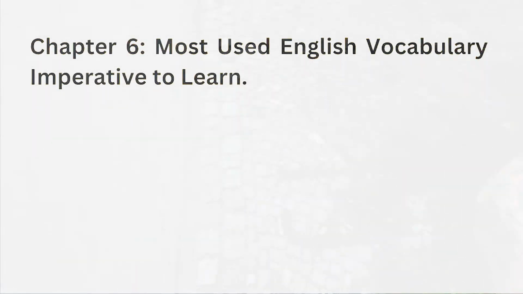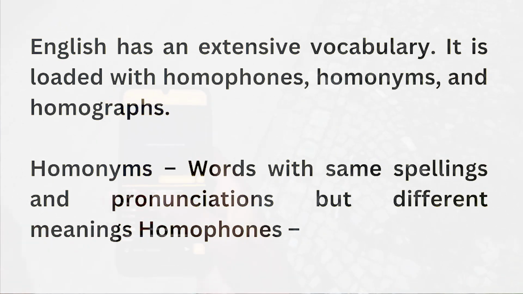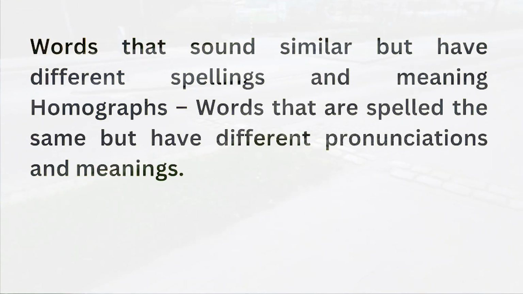Chapter 6. Most used English vocabulary. Imperative to learn. English has an extensive vocabulary. It is loaded with homophones, homonyms, and homographs. Homonyms: words with same spellings and pronunciations but different meanings. Homophones: words that sound similar but have different spellings and meaning. Homographs: words that are spelled the same but have different pronunciations and meanings.